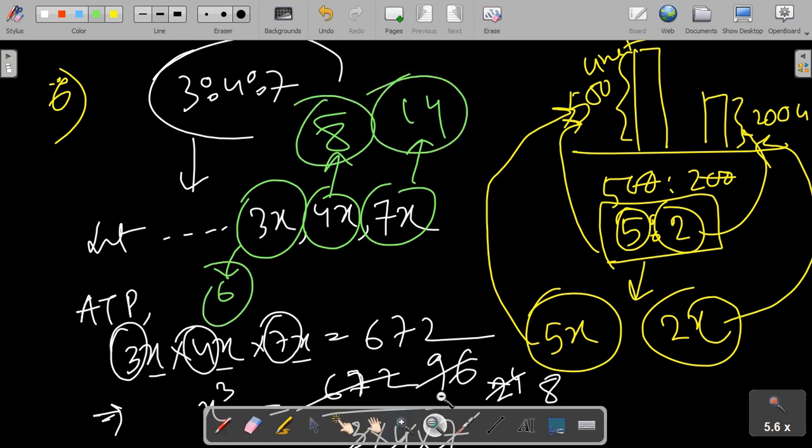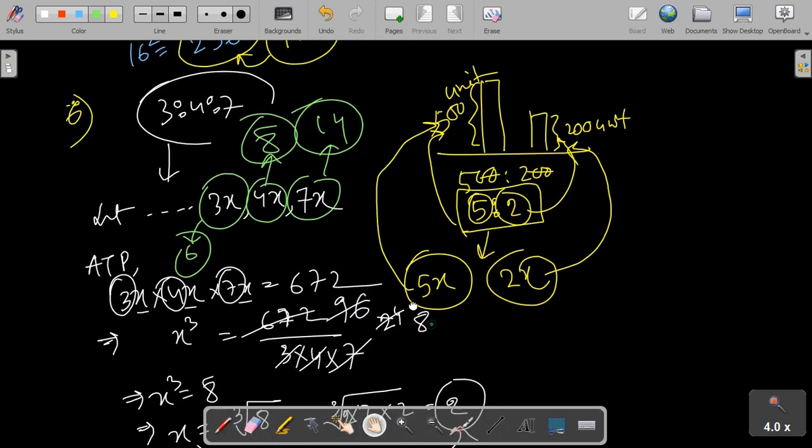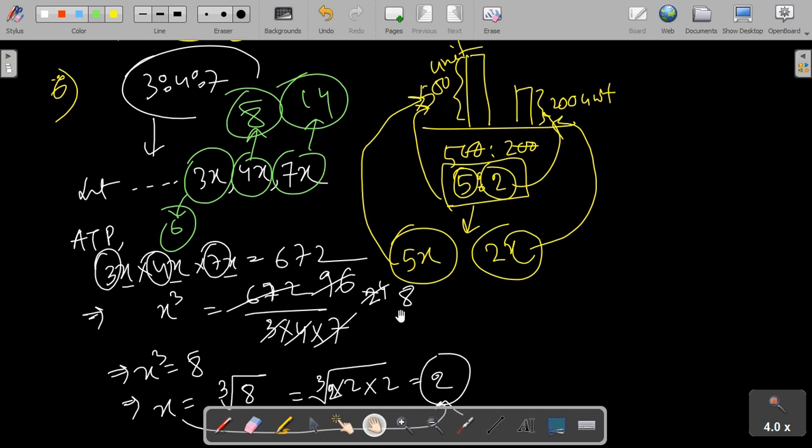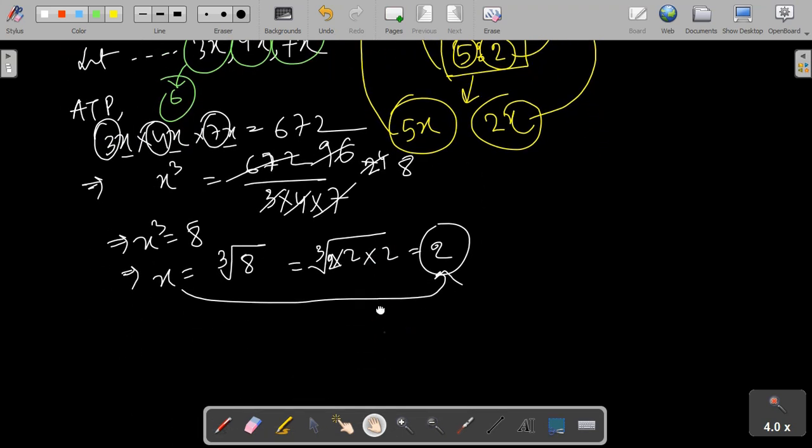The whole sum is on the board. Just take a look, and if you find any kind of doubt, please let me know in the comment box. Moving towards the next sum.